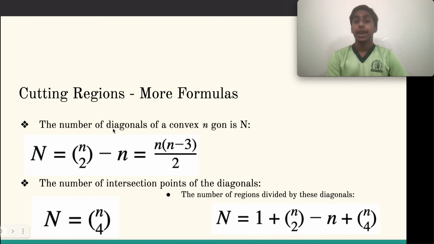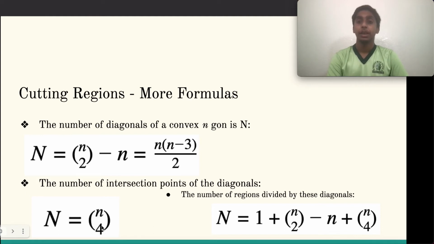And this is the number of diagonals of a convex n-gon, so it's a closed polygon with n sides. Now, the number of intersection points of these diagonals. Okay, so now these formulas are basically just building off each other. We already have our polygon here, and we have a bunch of diagonals in it. Well, how many times do these diagonals intersect? To find that, we just do n choose 4.